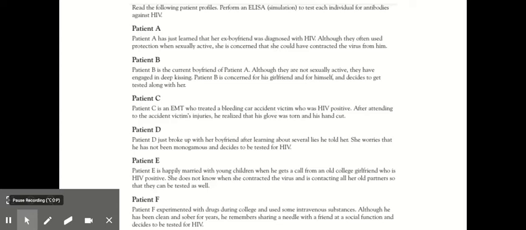Patient E is happily married with young children when he gets a call from an old college girlfriend who is HIV positive. She does not know when she contracted the virus and is contacting all her old partners so they can be tested as well. And patient F experimented with drugs during college and used some intravenous substances. Although he has been clean and sober for years, he remembers sharing a needle with a friend at a social function and decides to be tested for HIV.